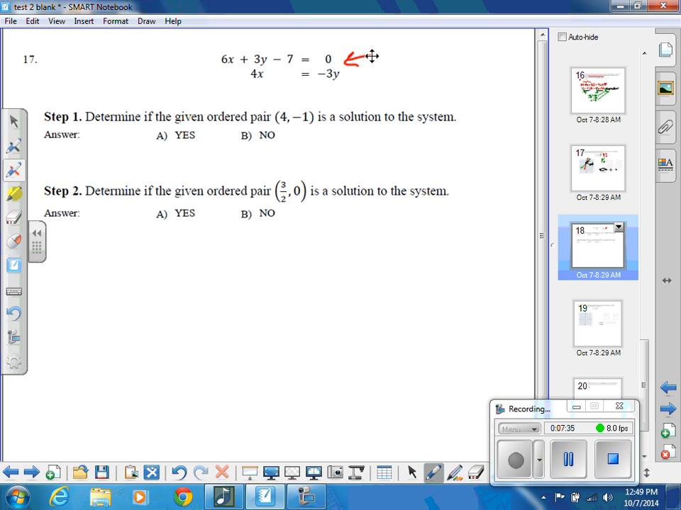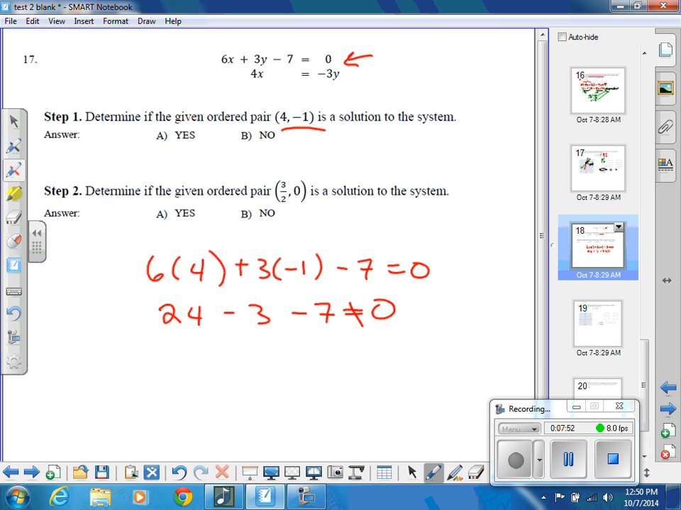So here I'm going to have 6 times 4. I'm just plugging in those numbers for x and y right here. Plus 3 times negative 1 minus 7 equals 0. Well, I get 24 minus 3 minus 7. That's never going to give me 0. Nope. I'm going to get 21 minus 7. I'm going to get 14. That does not equal 0. Okay, so nope. Let's try the next one.